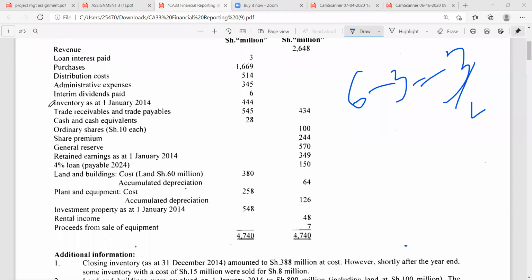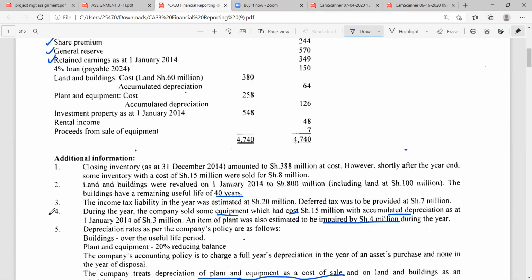So this is the trial balance. Which equity components do I have here? The first one is ordinary share capital. The next one is share premium. The third one is general reserve. I have retained profit, that is retained earnings. So that is ordinary share capital, share premium, general reserve, and retained earnings. That is fine. Then additional information.